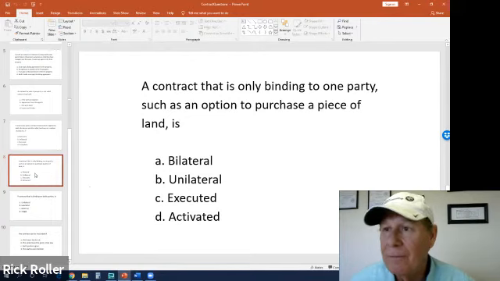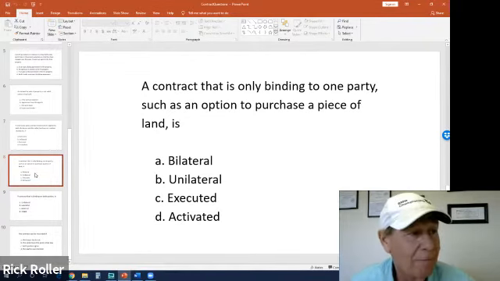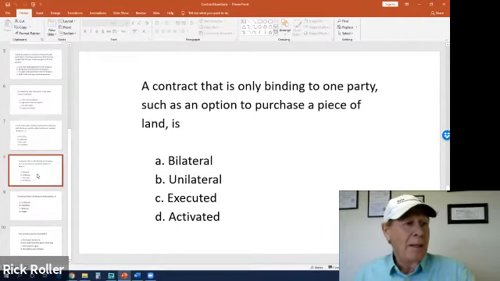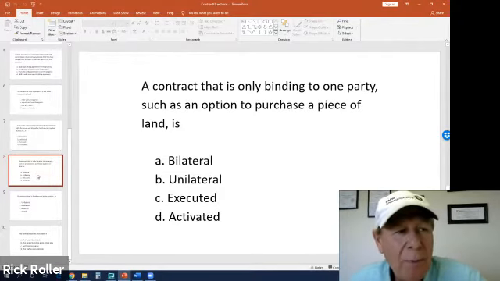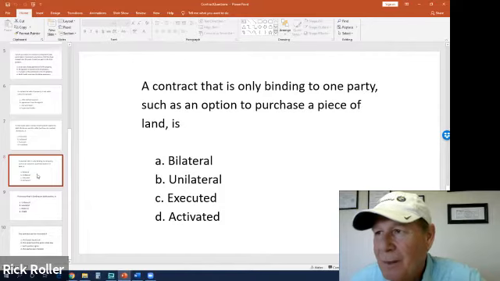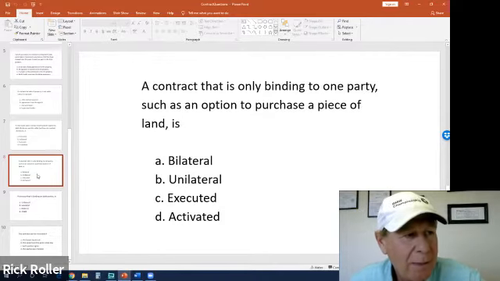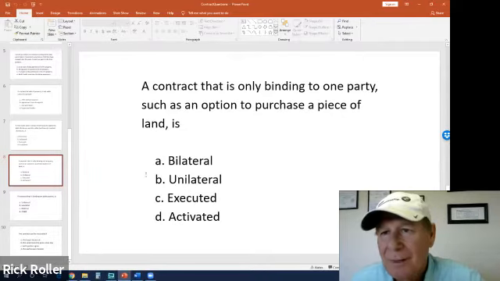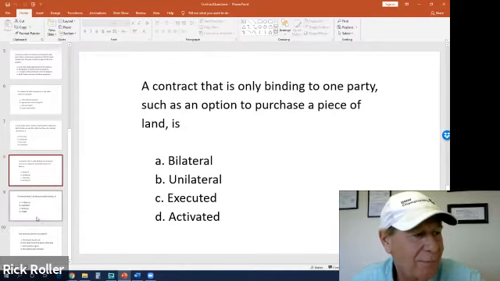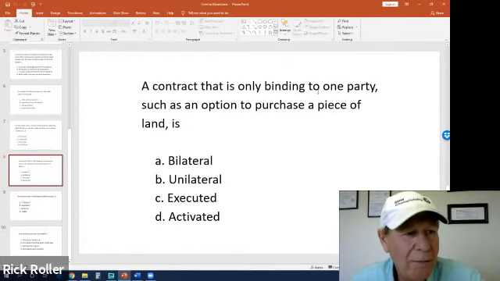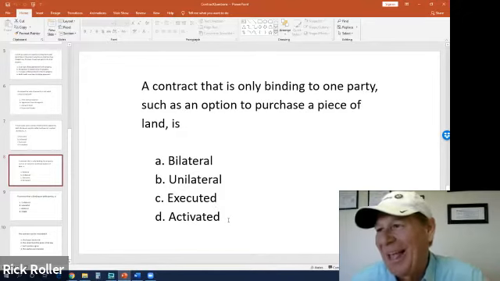Okay, somebody have a question? Okay, here we go. A contract that is only binding on one party. We talked about this a minute ago. Remember bi and uni? Such as an option is a what? There it is, unilateral. I guarantee you'll see it on the test. Not bilateral. That's a promise both ways.